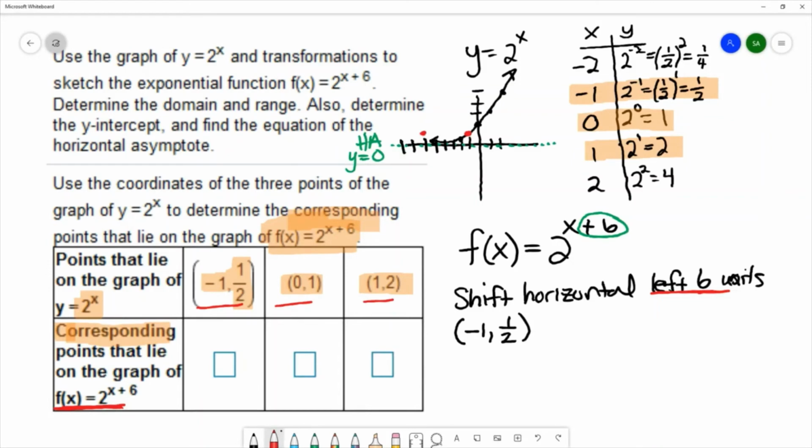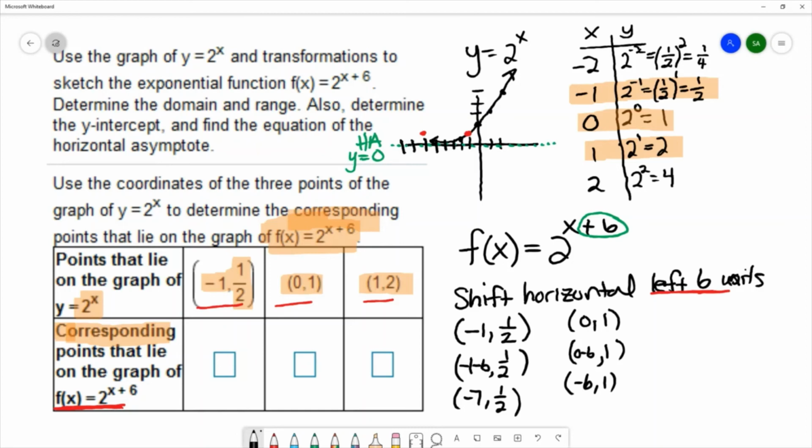And if we think about that ordered pair, you'll notice that the y-coordinate did not change, only the x-coordinate. We subtracted 6 from the x-coordinate, and that gets me to an ordered pair of -7, 1/2. We can do the same thing with the next coordinate, 0, 1. The y-coordinate will stay fixed. The x-coordinate gets shifted left 6. And we have the ordered pair -6, 1.